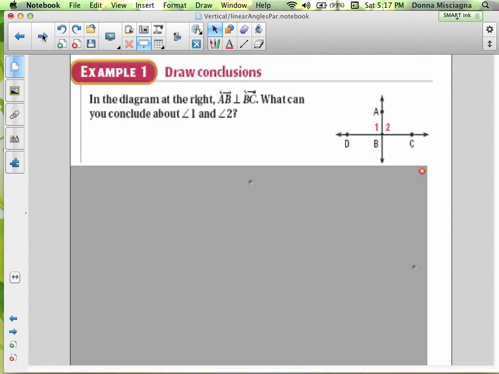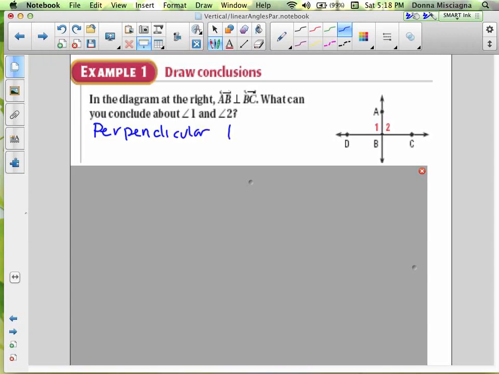In the diagram at the right, AB is perpendicular to BC. Or line, I should say, line AB is perpendicular to line BC. What can you conclude about angle 1 and angle 2? Well, what do we know about perpendicular lines? How do perpendicular lines meet? We know that perpendicular lines meet at right angles. And when we have perpendicular lines, that's one of our definitions, 4 right angles are formed. We learned that in the very first group of lessons.